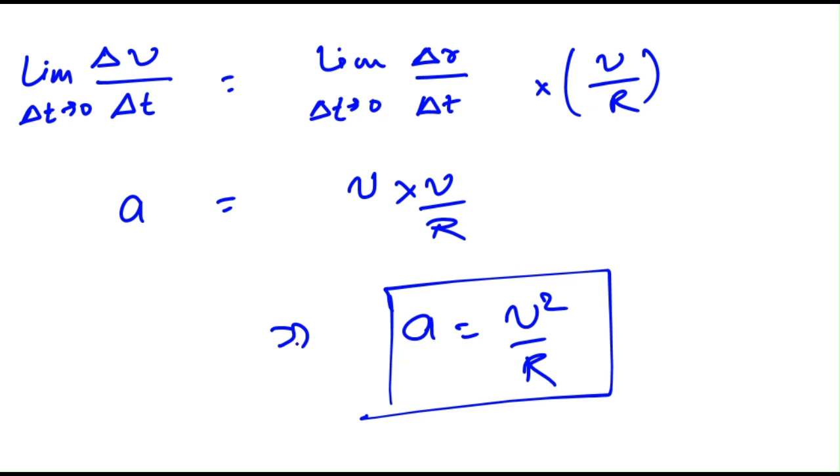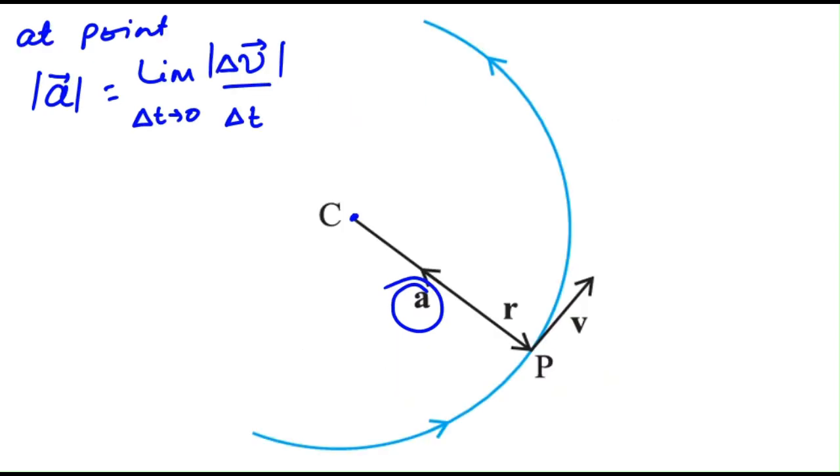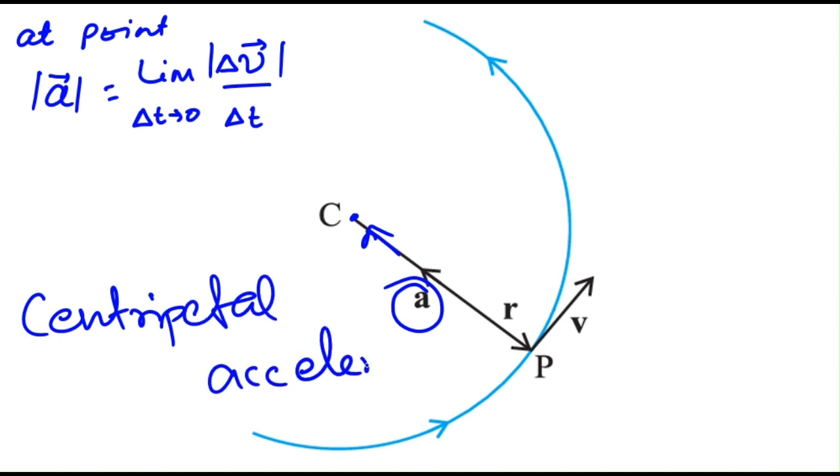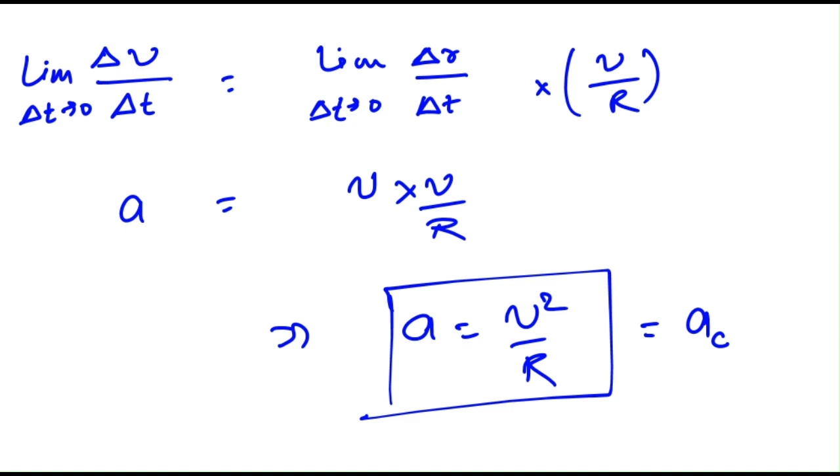This acceleration we call centripetal acceleration, and we represent it by a c. Why centripetal? It means it is acting towards the center. It is just a kind of center-seeking acceleration. Here we can see it clearly: this acceleration is acting towards the center. That's why we call it centripetal acceleration. Okay, so up to here, we have got the magnitude of this centripetal acceleration.